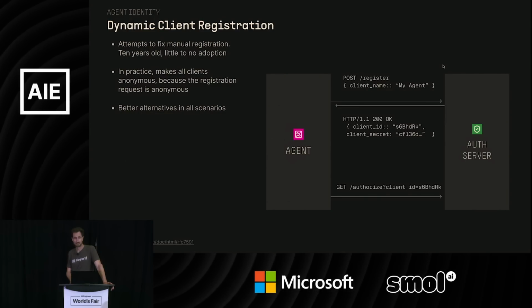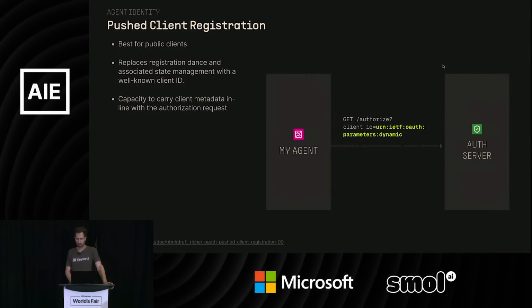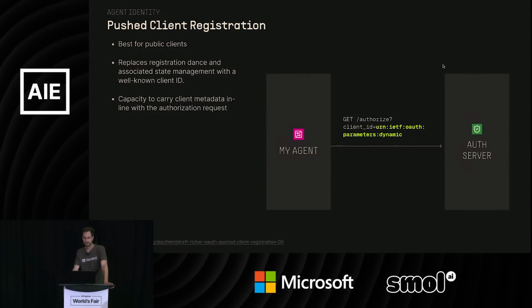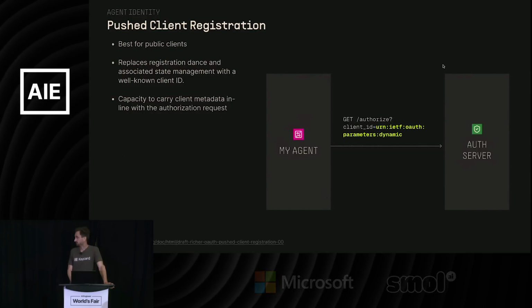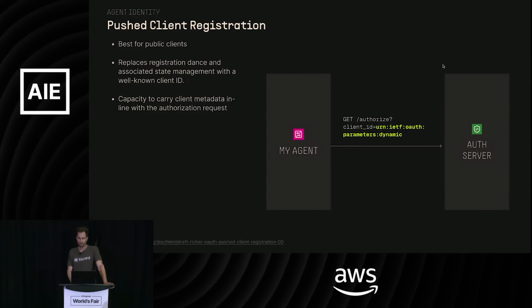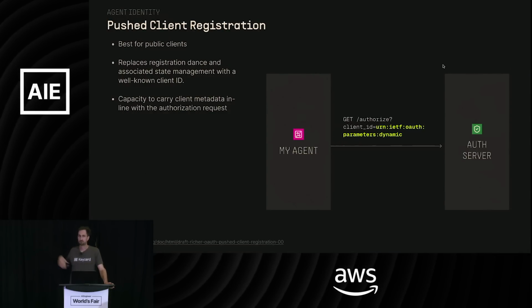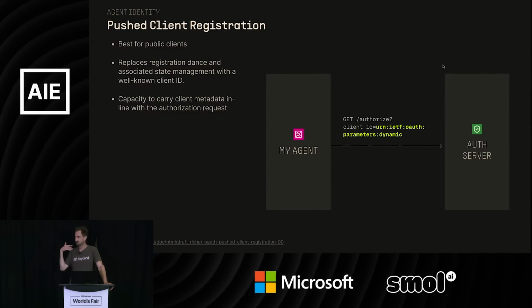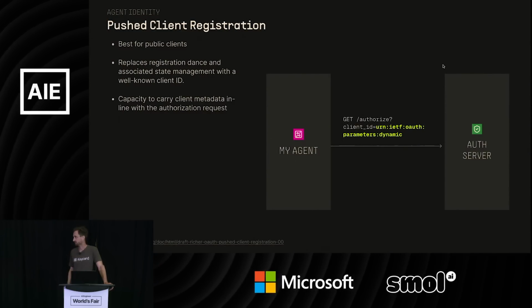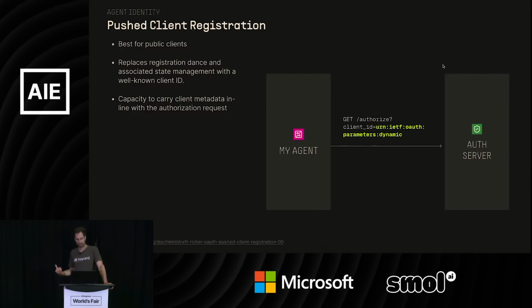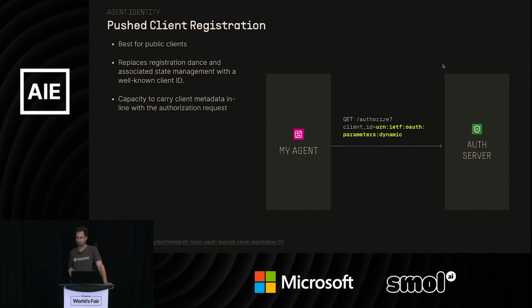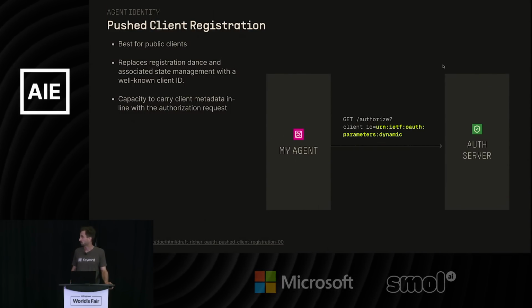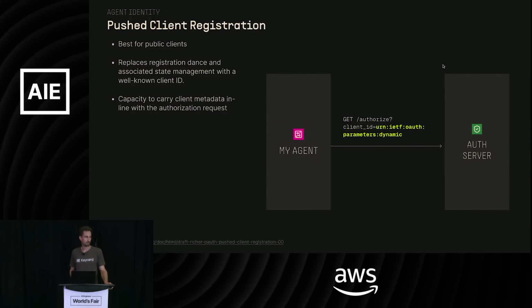So what should we be looking at instead? Well, there are many cases where we just want to use public clients that we don't really care about verifying their identity. In this case, there's an emerging specification called push client registration, which introduces a well-known string to identify a public client. We can just use this well-known string, and we skip the whole registration song and dance and the need to store the resulting state. This is a lot simpler. It also has the capability to carry certain client metadata in the request if that's necessary. So this is something we should look into for cases where public clients apply.